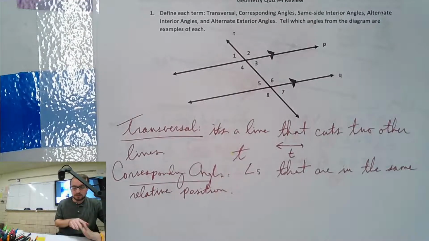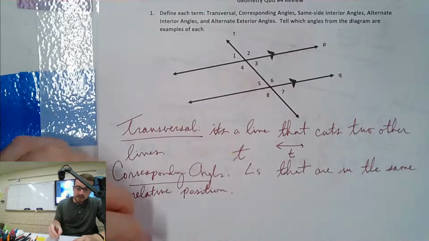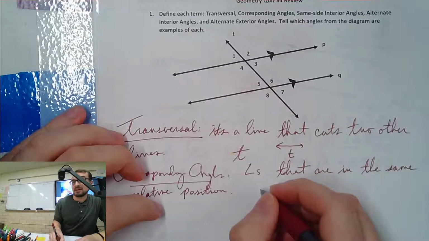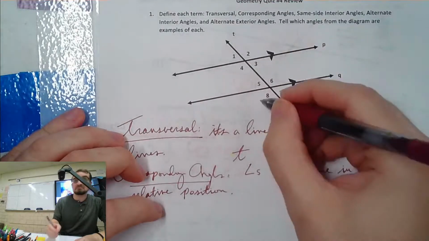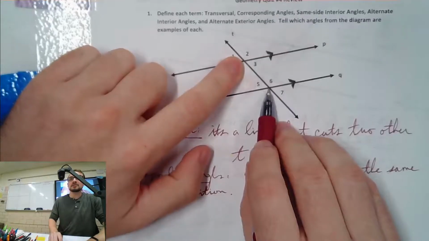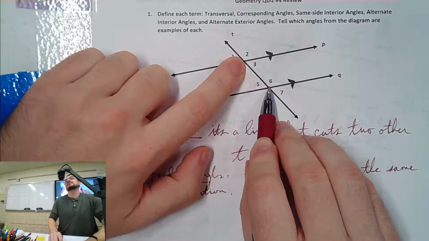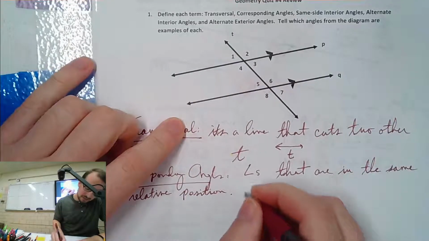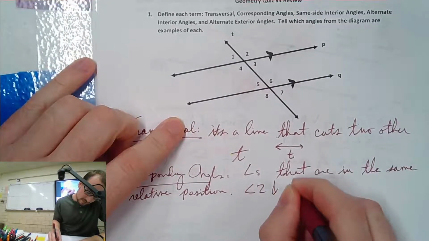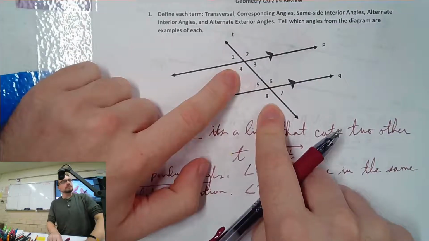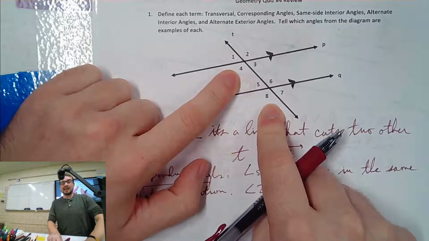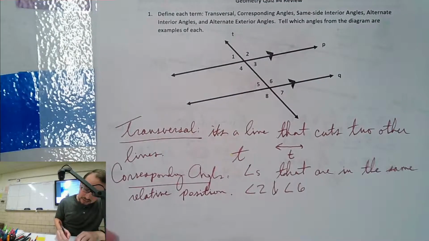All right, corresponding angles. Give me an example of two of them. Don't say 1 and 5. 2 and 6. 2 and 8. Corresponding, same relative location. 4 and 8. Top right, top right. 2 and 6. 4 and 8. Okay, you're correct. 4 and 8 work. Careful how you say it.